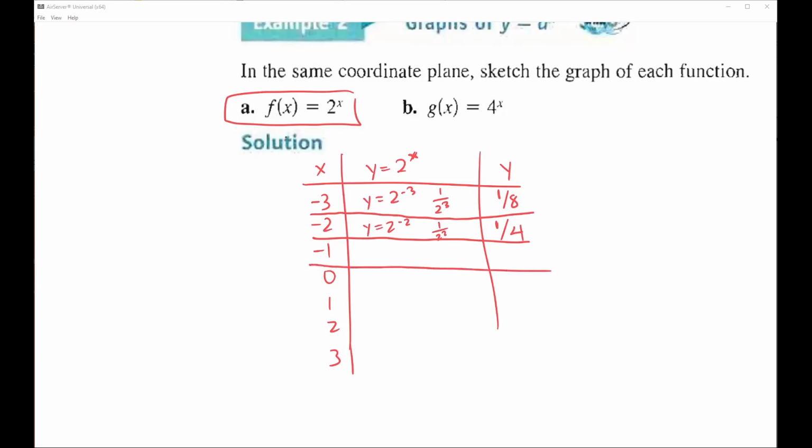Y is equal to 2 to the -1 power, which is what? 1 over 2 to the first power, which is 1/2. What do you realize is happening with these fractions? Are they going up or down? They're trying to go up, right?